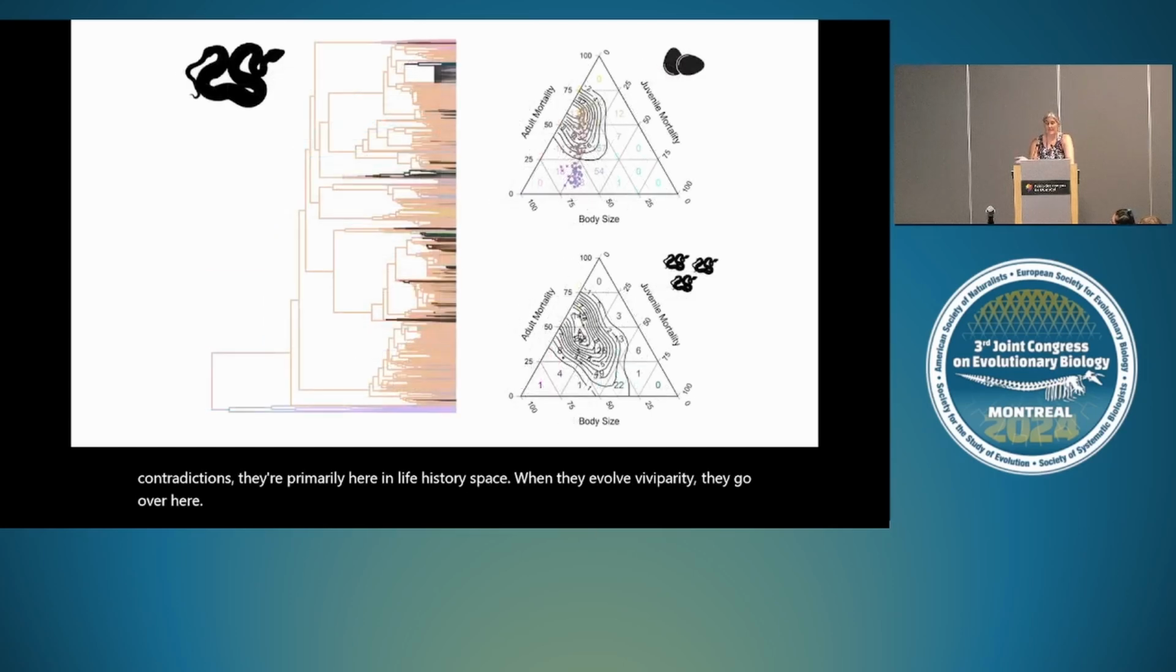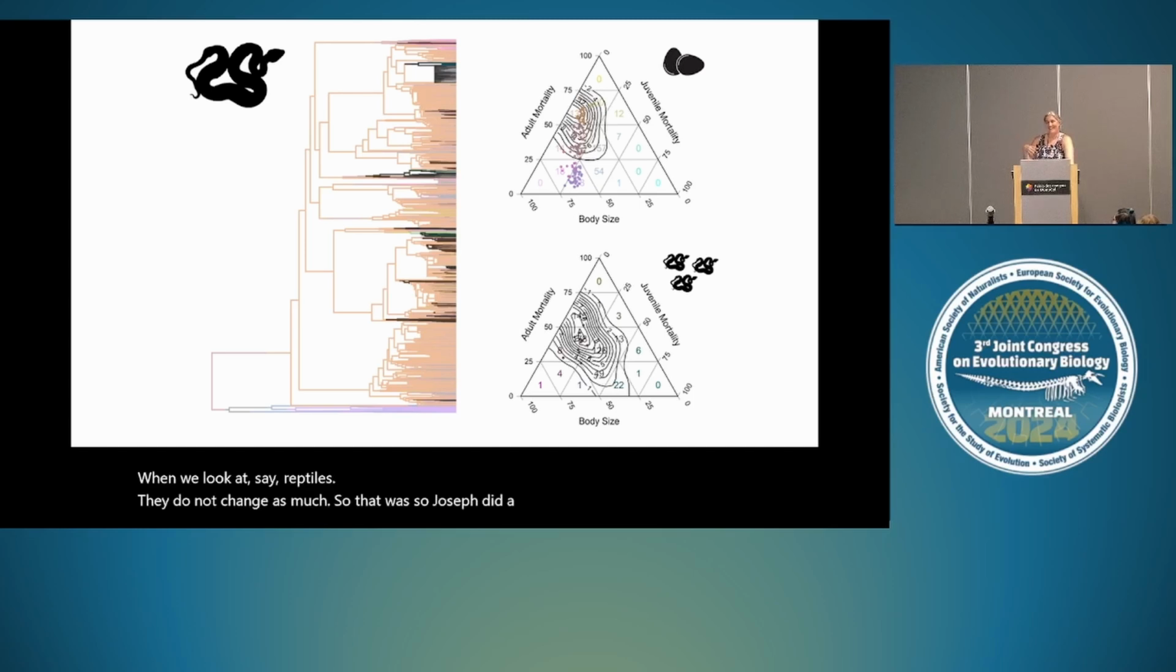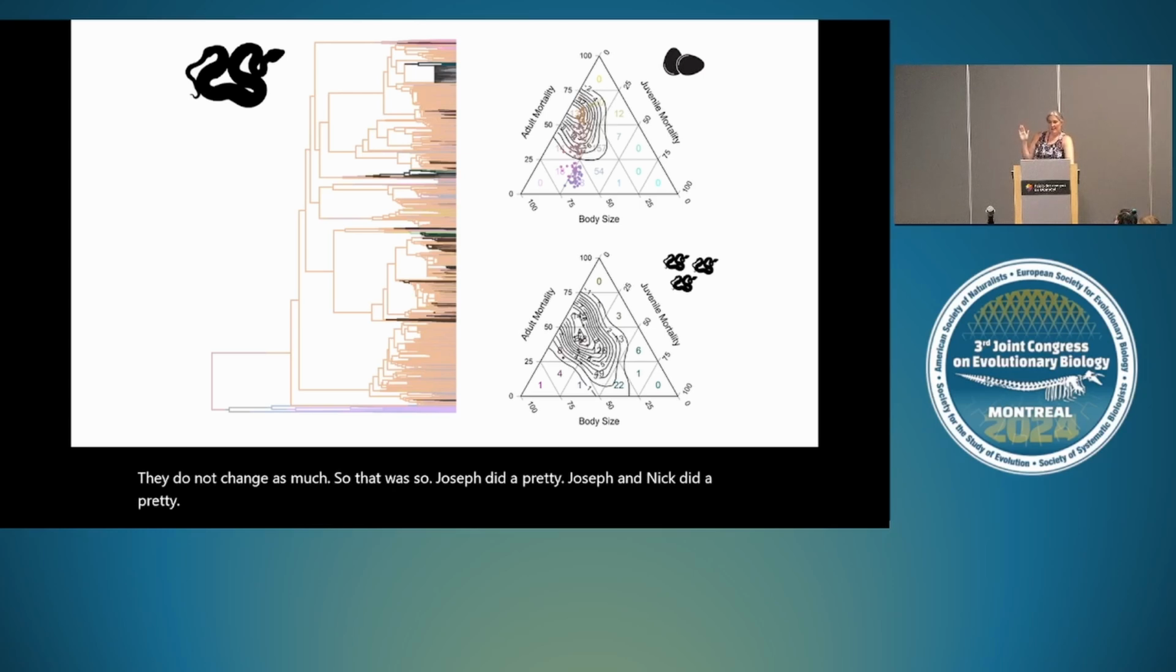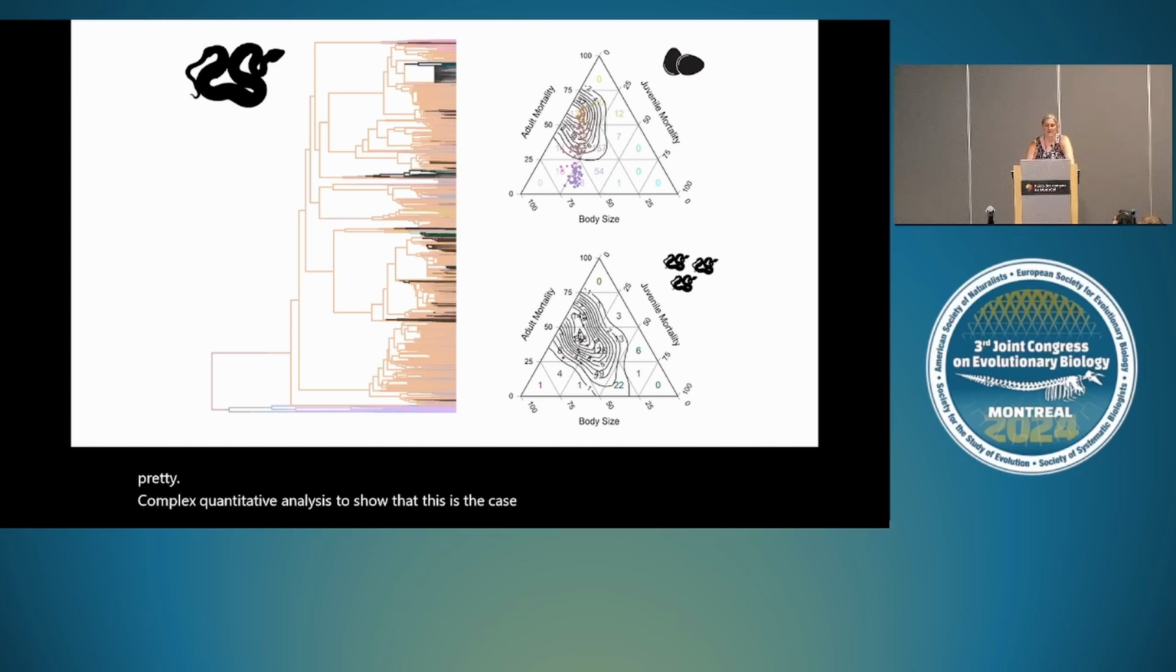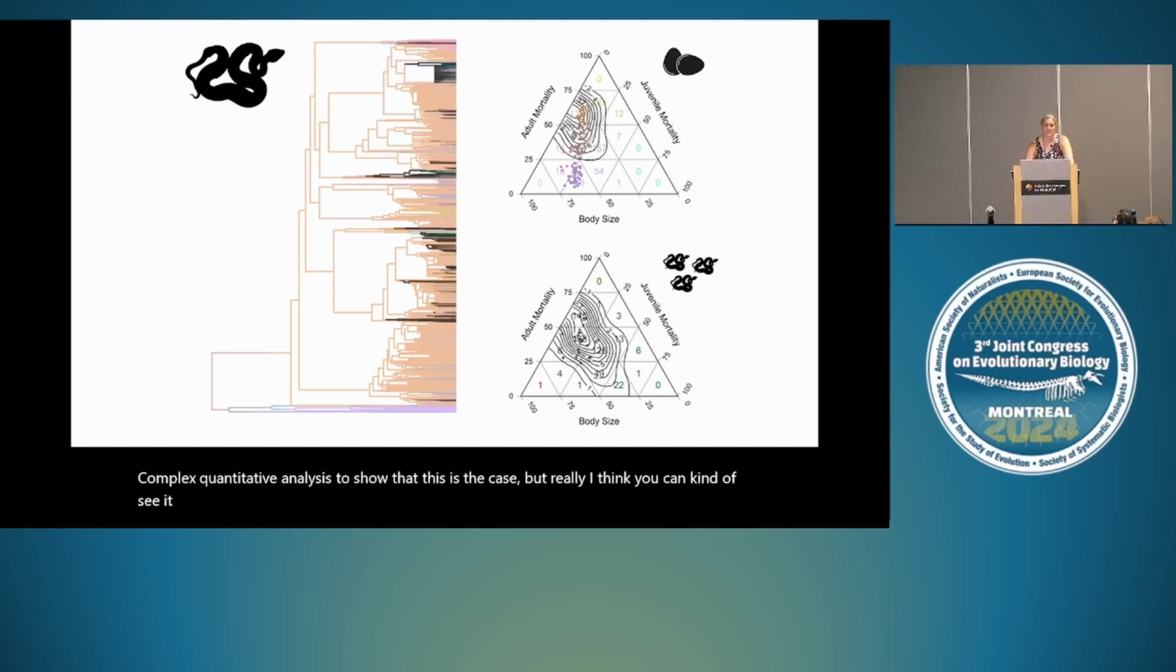When we look at, say, reptiles, they do not change as much. So Joseph and Nick did a pretty complex quantitative analysis to show that this is the case. But really, I think you can kind of see it here, the difference between these two did not move herps as much in life history space as we saw in the chondrichthyans.